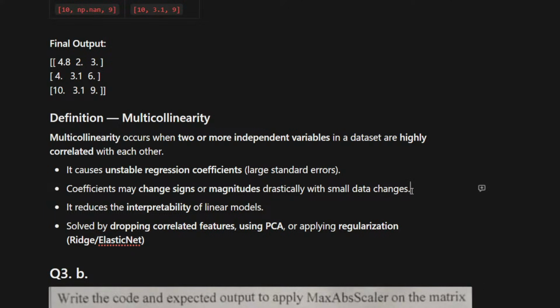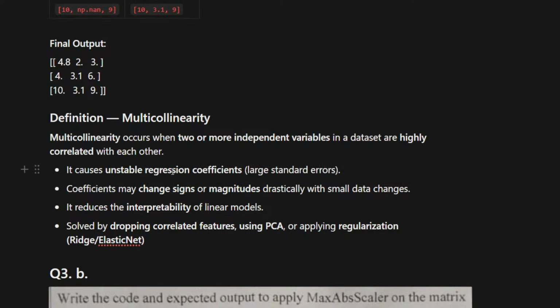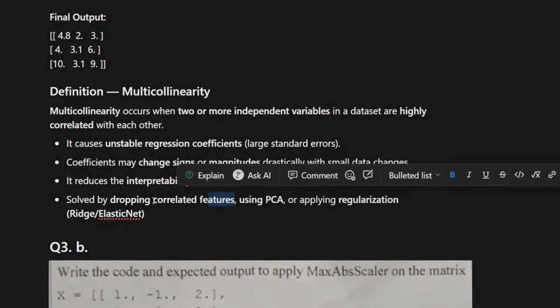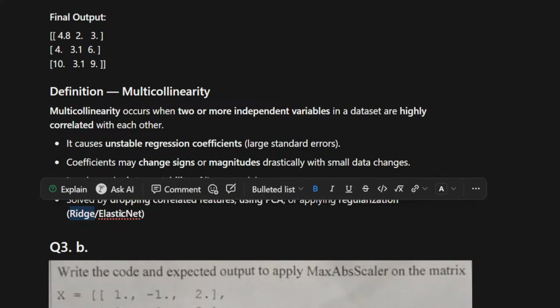So as we saw earlier, it gets more sensitive to the data set. So very small changes may change the signs or magnitudes drastically. This happens during multicollinearity. It reduces interpretability of linear models. Okay, so this was the problem that we saw. This can be solved by dropping the correlated features, or using PCA, or applying regularization, ridge regression, as we saw earlier.